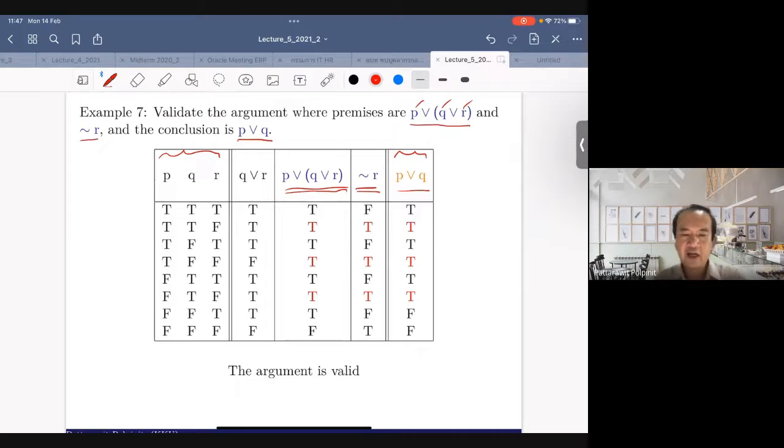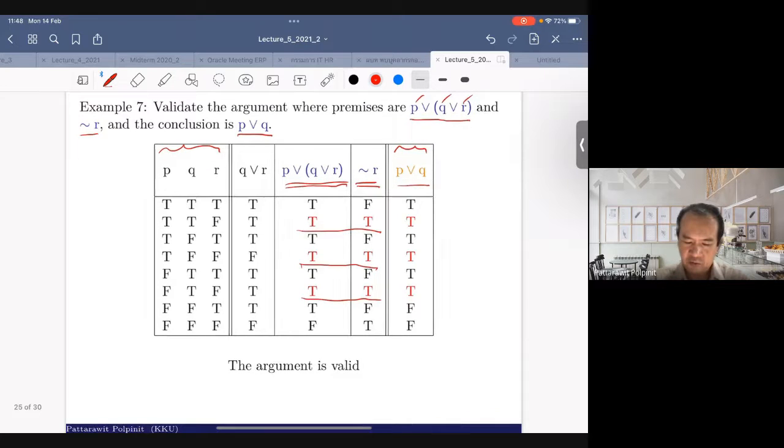And then I check for the critical rows. The critical rows will be the rows where all the truth values of the premises are true. Not the first row, because that one is true, that one's false. So basically row number 2, row number 4, row number 6, right? In these 3 rows, you have to check the truth values of the conclusion. And you can see that all the truth values in rows 2, 4, 6 are all true, which means that this argument is valid.